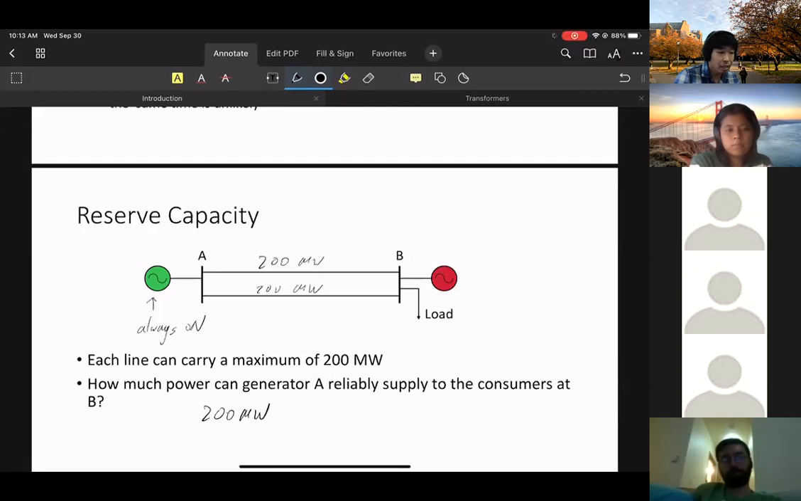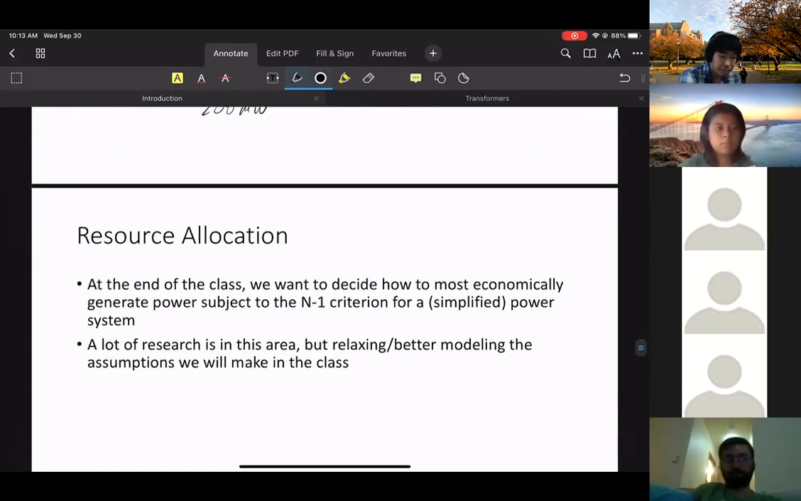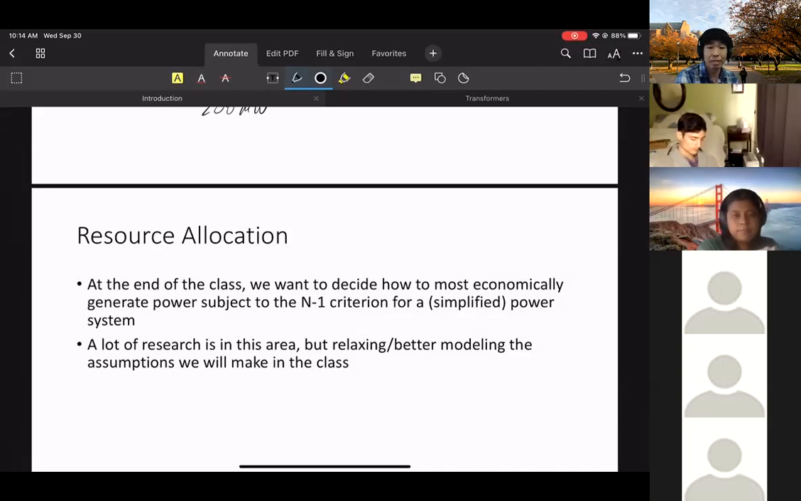If you look at a bigger system, at resource allocation, this problem gets much, much harder if the system is larger. And it's not so obvious anymore what is actually the most economic way to generate power. For a two bus, two transmission line system it's quite easy. We know it by inspection. At the end of this class, you can think of the whole class building toward this: if I give you a much larger system, how do I make sure I most economically generate power subject to the N-1 criterion? This is an extremely hard, difficult problem. So we'll look at simplified models, but that'll give us a good idea of what we do in practice, what the challenges are, and what tools we can use to address the issues. So that's what we'll do.